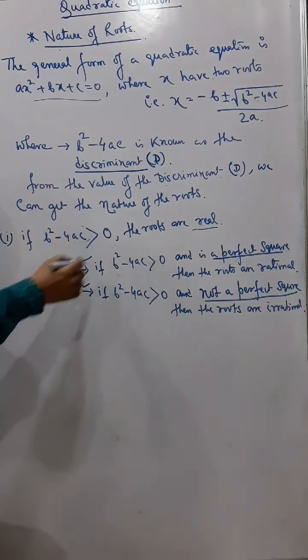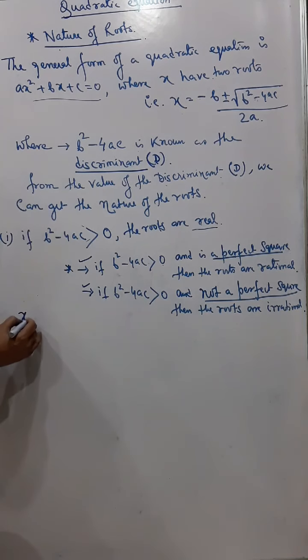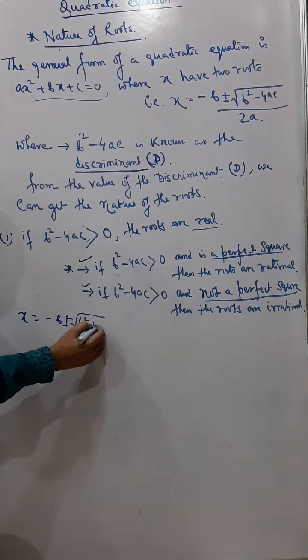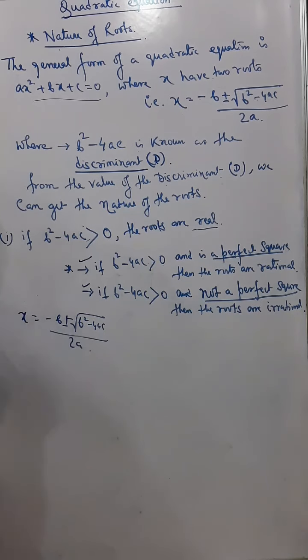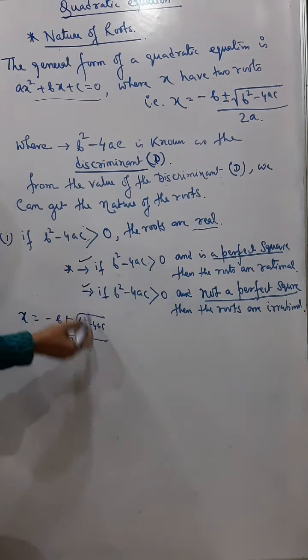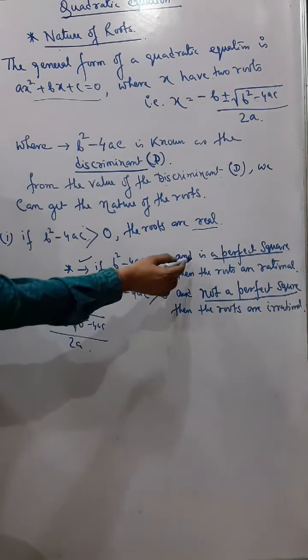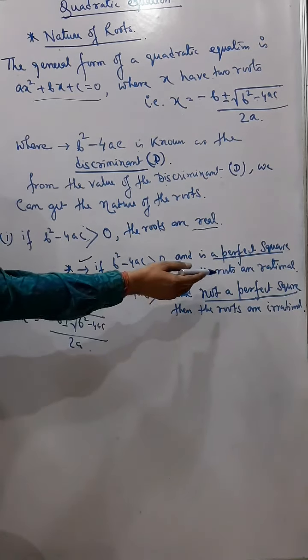Okay, so you can understand, suppose now you know that x is equal to minus b plus minus root over b square minus 4ac by 2a. Now see, whatever numbers you have, what I told, if b square minus 4ac is greater than 0 and is a perfect square, then the roots are rational.